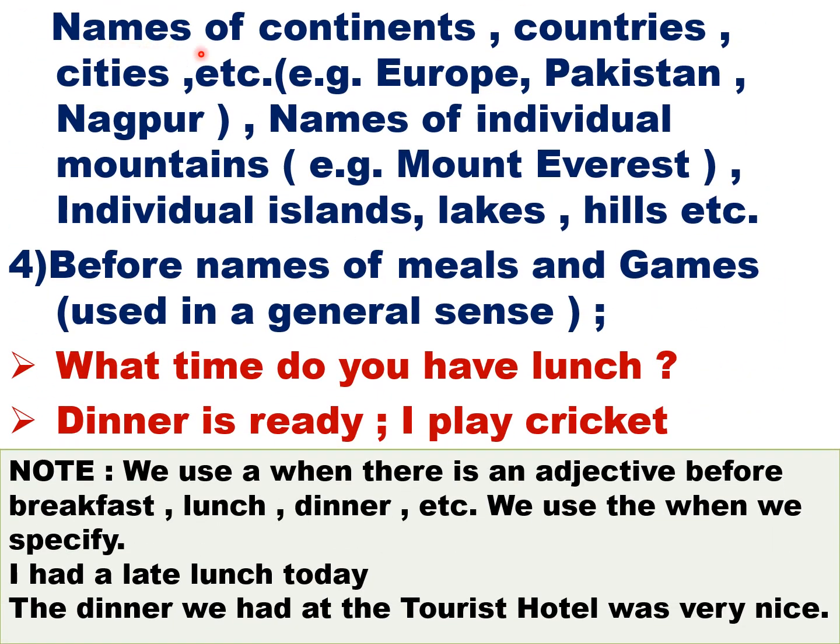We can omit the articles before the names of continents, countries, cities, etc. Example, Europe, Pakistan, Nagpur. Before names of individual mountains also, we can omit the articles. Example, Mount Everest. Before individual islands. Example, Andaman and Nicobar Islands. Lakes, Kodaikanal Lake. Hills, Nilgiri Hills, etc.